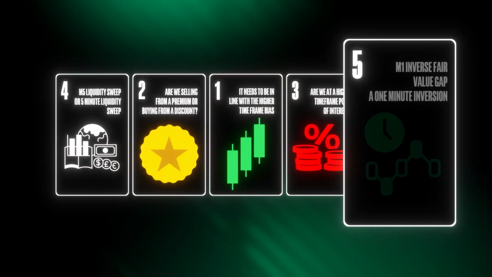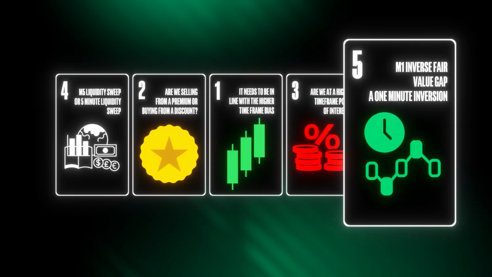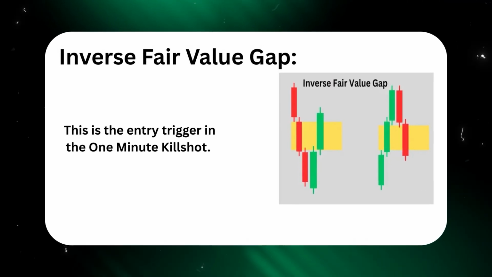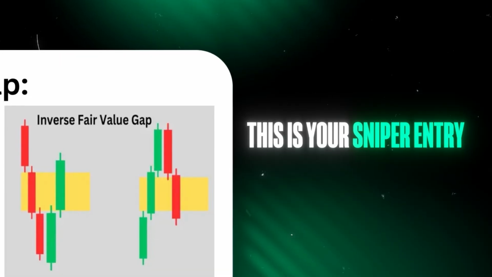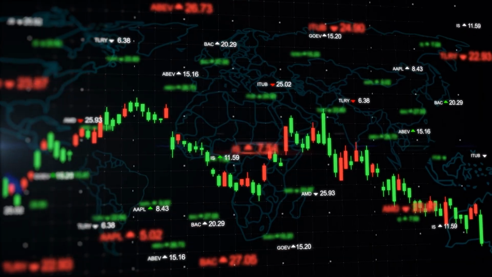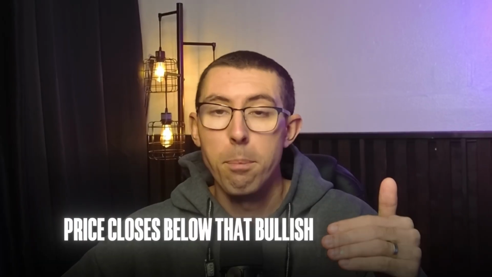The last thing you need in this checklist, for number 5, is an M1 inverse fair value gap, a 1-minute inversion. After the sweep, price must create an inverse fair value gap on the 1-minute chart. This is your sniper entry. For a long setup, you're looking for a bearish fair value gap to be inverted, where price closes above a bearish fair value gap. For a short, you're looking for a bullish fair value gap to be inverted, where price closes below that bullish fair value gap.